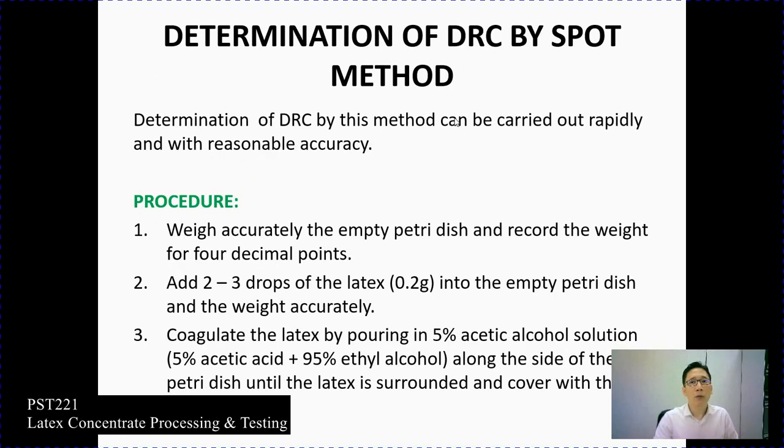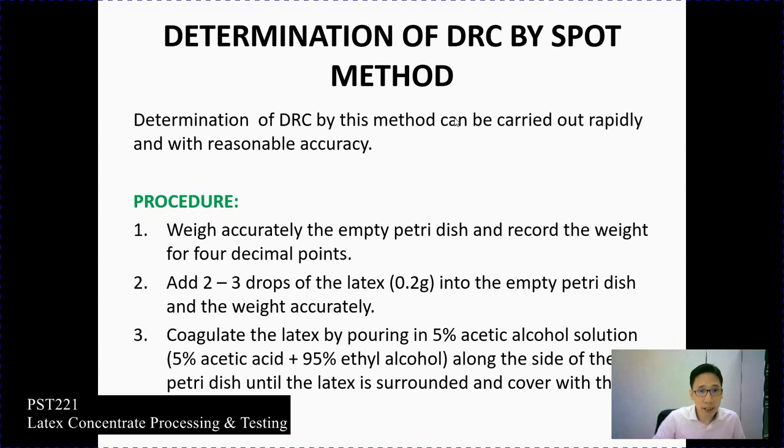Okay, so determination of DRC by the spot method. Basically, I did mention about this. Determination of the DRC by this method can be carried out rapidly and with reasonable accuracy. So it's not as accurate as the standard method, but you can use it as a rough idea of the amount of DRC in fresh latex or the concentrated latex.